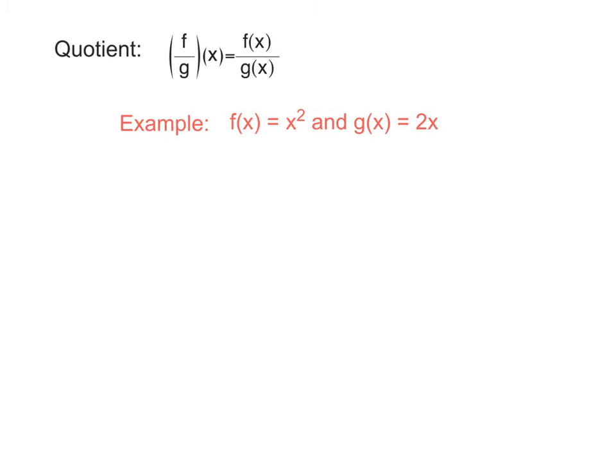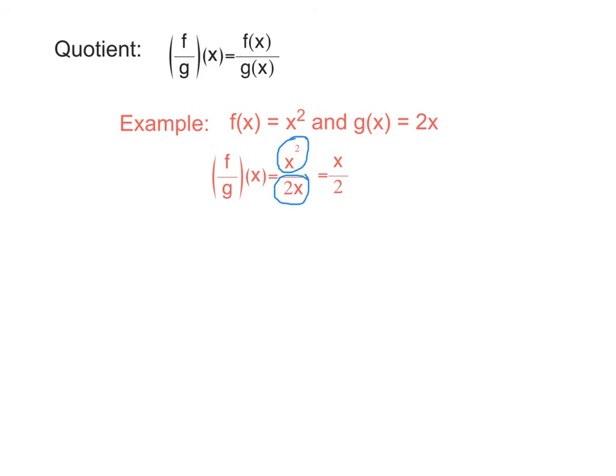So let's look at an example. In this case, f of x is going to equal x squared, and g of x is going to equal 2x. And I want to know what the quotient f over g of x is equal to. So once again, we simply take the f function, which is, in this case, x squared, and we divide it by the g function, which in this case is 2x. So the result in this case is simply x over 2.